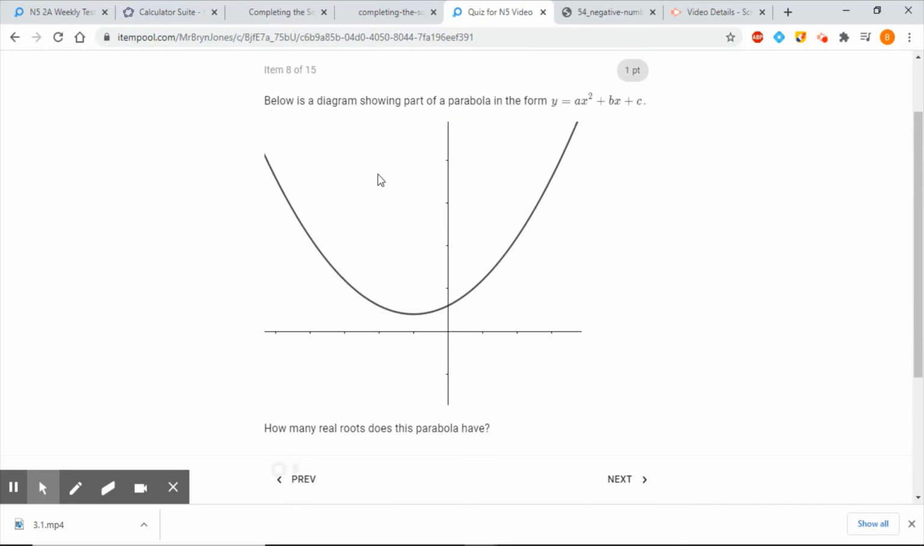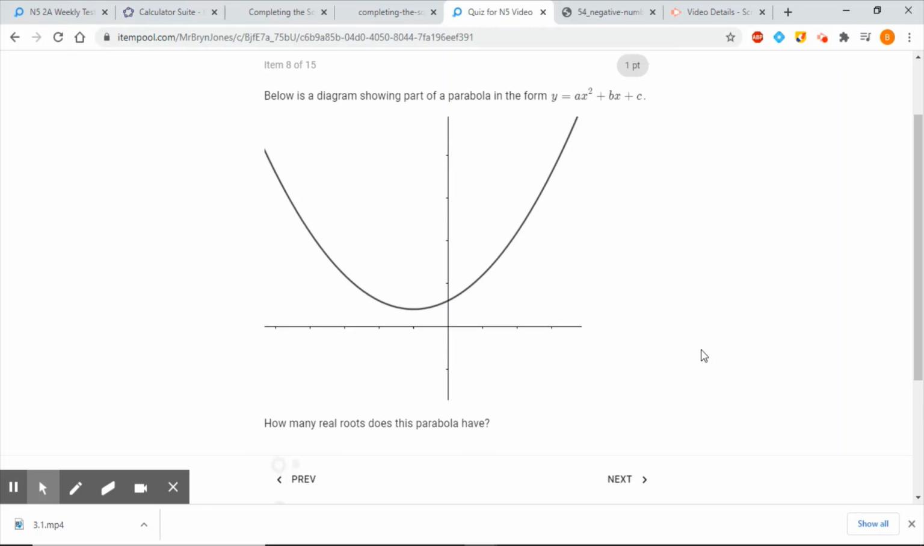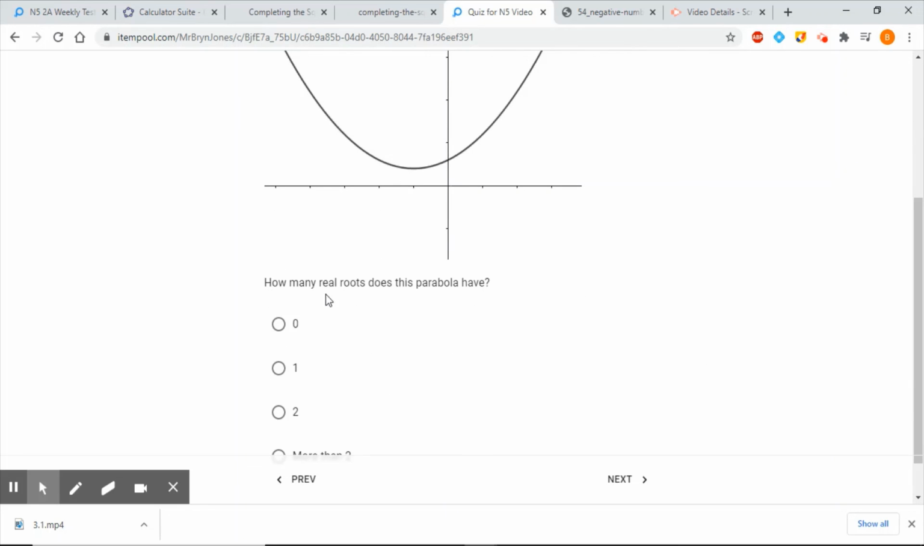Again, we've got a parabola. We can see in this situation here, we're asking ourselves how many real roots does it have? It never crosses the x-axis, and therefore it doesn't have any real roots.